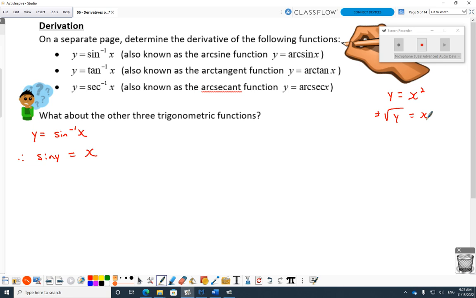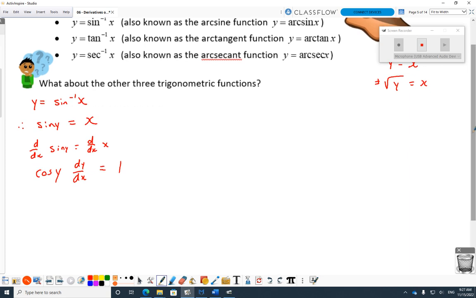Derivative of sine y, I'm going to do d by dx of both sides. And derivative of sine y is cos y. And this one's just 1. What's the part I missed? dy dx. And don't be unhappy to see it. That's what we're trying to find. We're trying to find dy dx of sine inverse. There it is. So now I can find it. dy dx equals 1 over cos y.